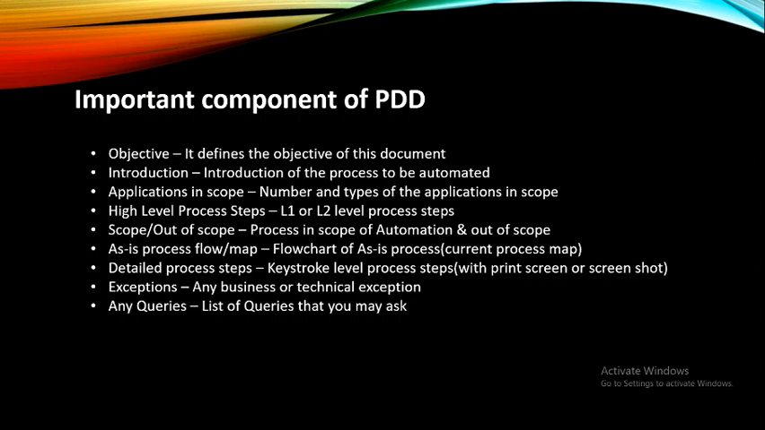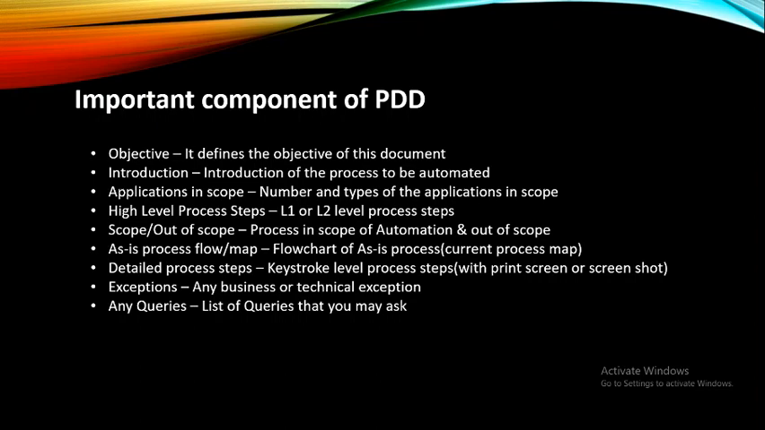This topic usually defines the different types of applications and the nature of those applications. Is it a desktop based application, a Citrix application, or a web based application, and so on? The fourth one is high level process steps. It is usually the L1 or L2 level of process steps that defines the process at a high level. The next one is scope or out of scope.